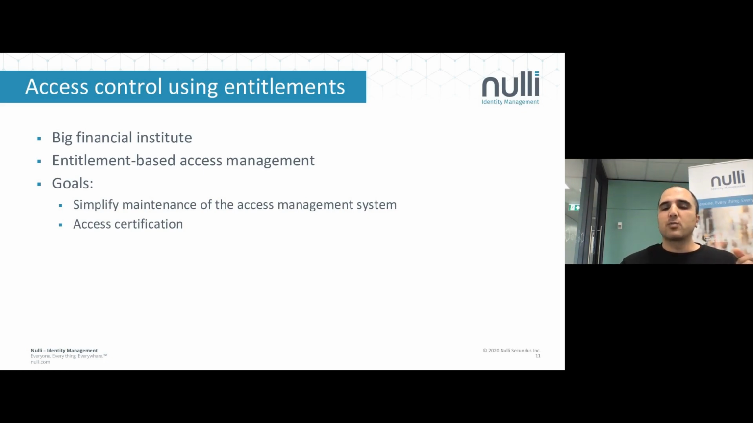We had two goals in this project. The first one was to propose a solution to simplify maintenance of such a system. And the second one was to propose a solution for supporting access certification. Access certification typically means that you look at your users, you look at their privileges, and you want to make sure that the privileges assigned to users are the right and correct privileges, and they really need to have these entitlements and privileges.